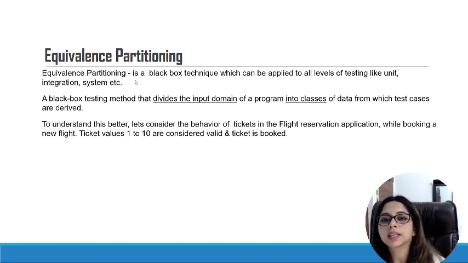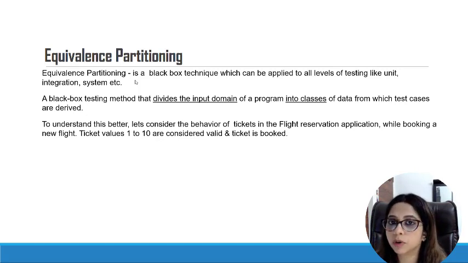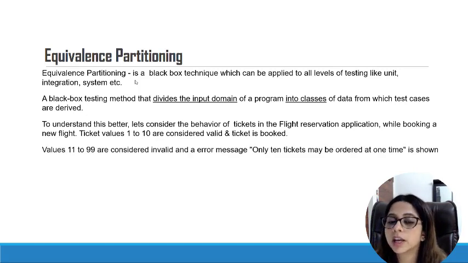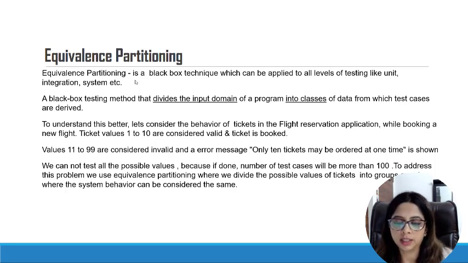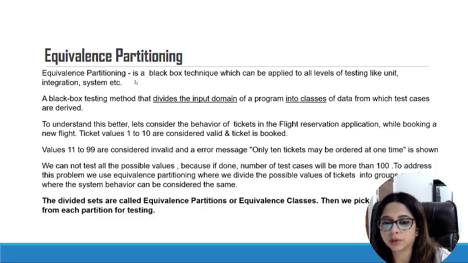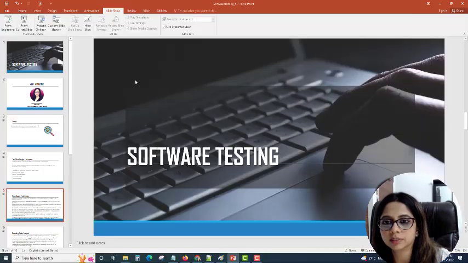For equivalence partitioning, we'll take a quick example here. Let's take an airline reservation system and it says that if you book ticket number 1 to 10, you get a valid ticket, and if you get something between 11 to 99, you have an invalid ticket. So there are partitions which got created, valid and invalid. Now you have to understand how you do the testing in equivalence partitioning. Let me give you a diagram to make this easy.